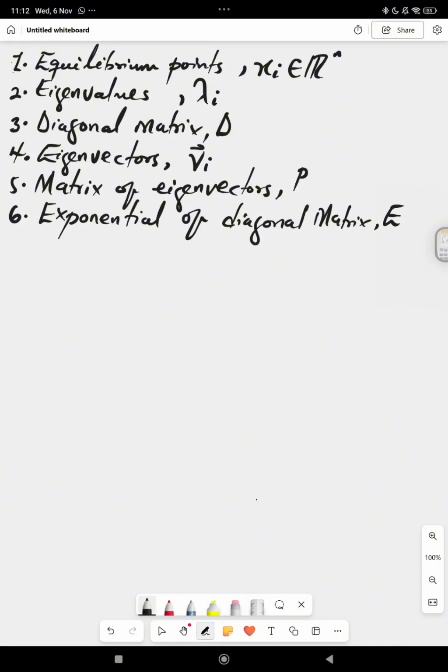Now remember, you are mostly given an initial condition, x naught, which can also be written in this form. Every linear system is given by x dot equals Ax. You are given an initial value problem since you have your x naught.